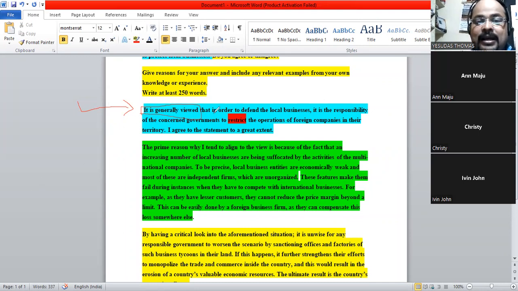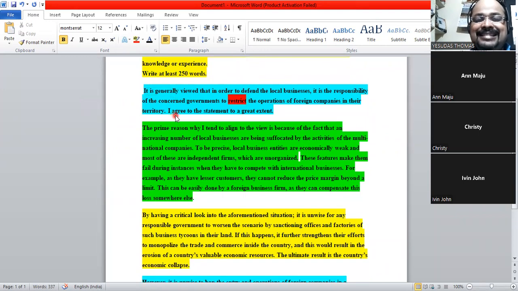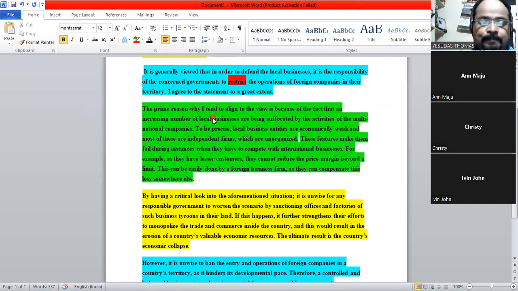It is generally viewed that in order to defend the local businesses, it is the responsibility of the concerned government to restrict the operations of foreign companies in their territory. I agree to the statement to a great extent. I agree to this statement. I agree to the view. I agree to this opinion, whatever it is. That's good. We have made it as simple as we can, and we have made it brief, and we have attended the topic, as well as we have clearly stated our view. I agree to a great extent. So my agreement, my opinion is very clear.